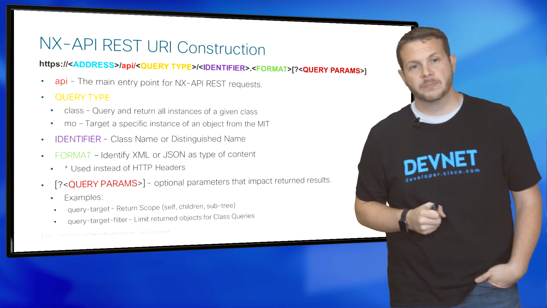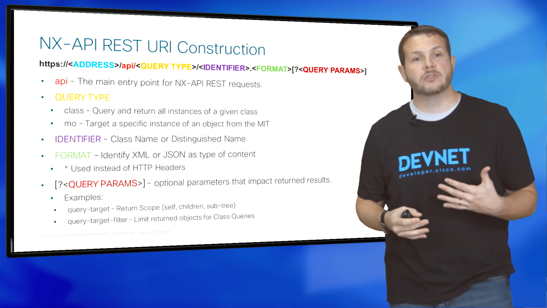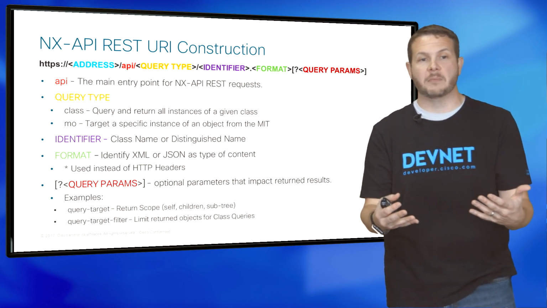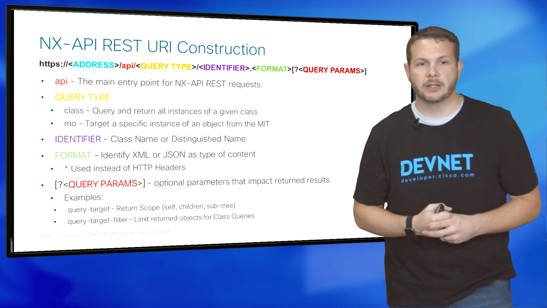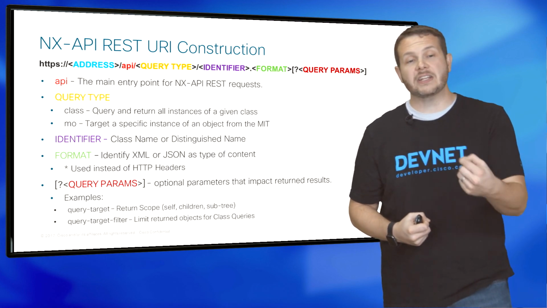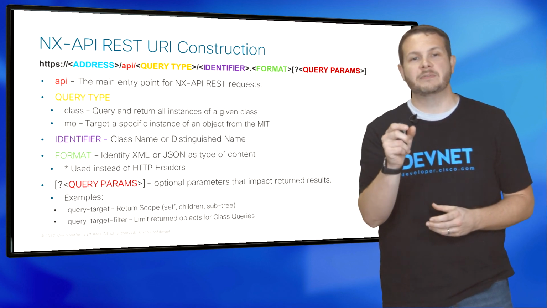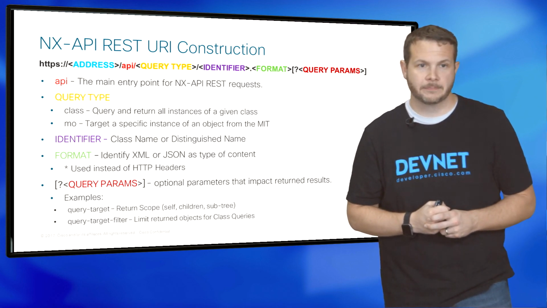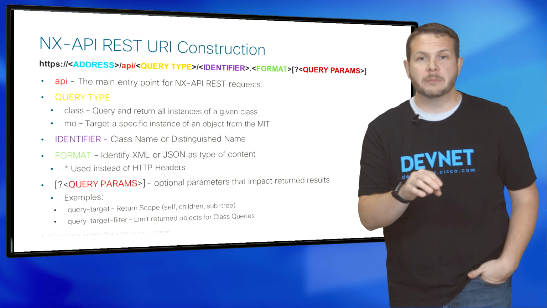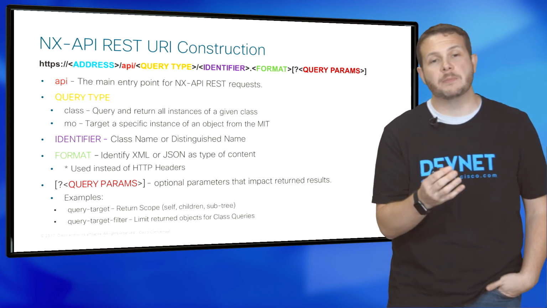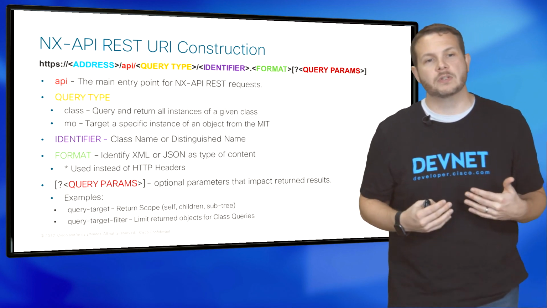After the query type, we move into the identifier, either the class name or the specific distinguished name that we're searching for. We identify the format, whether we're interested in XML or JSON data to come back, using a URI here. Now, this is used instead of HTTP headers, which is a more common mechanism for indicating the type of data format that you're interested in. And then following the format, we can provide optional query parameters to impact return results.